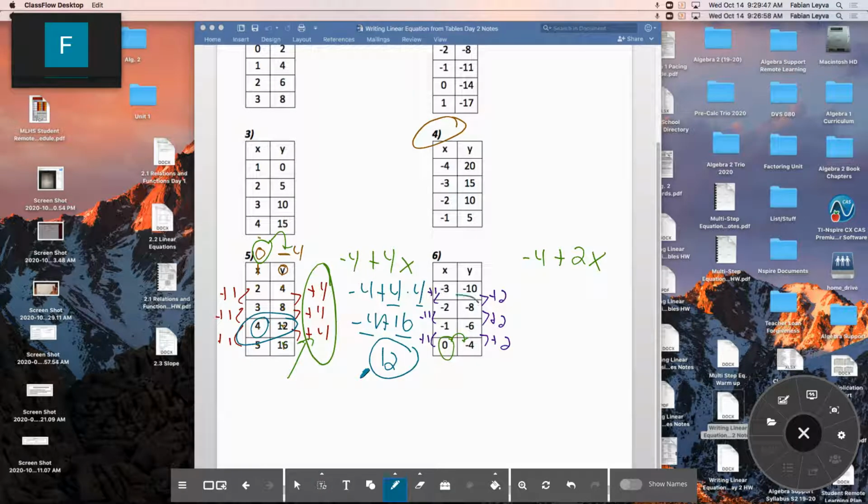And now all you have to do is verify to make sure that you are correct. So let's do that with negative 2. And let's see if we get an 8 out. So negative 4 plus 2 times a negative 2. Whenever I have a negative, I like to show times with a parenthesis, but it's the same thing. 2 times a negative 2 is a negative 4. And negative 4 minus 4 is a negative 8. So it checks out. We are correct.